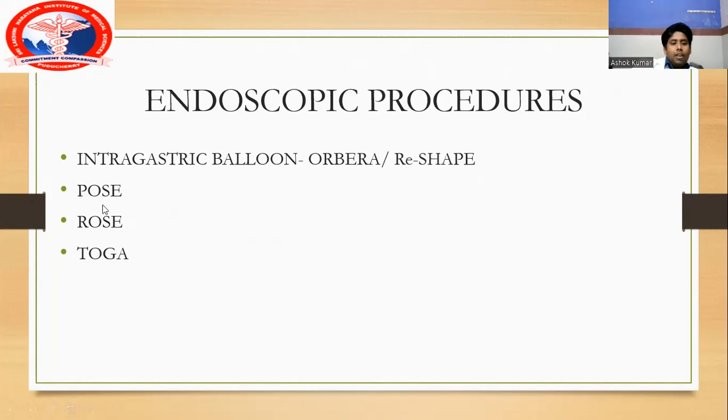And ROSE, which we already saw, is restorative obesity surgery done endoscopically to tackle the complication of anastomotic stricture in Roux-en-Y gastric bypass. TOGA is transoral gastroplasty. Endoluminally they fire staplers to achieve weight loss.